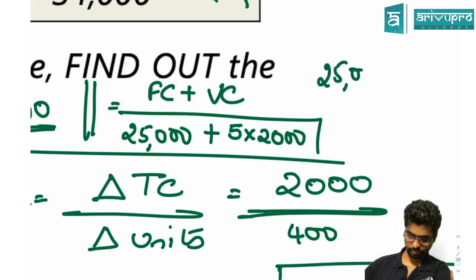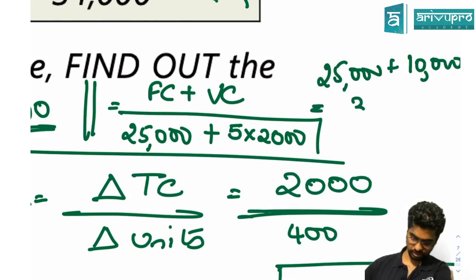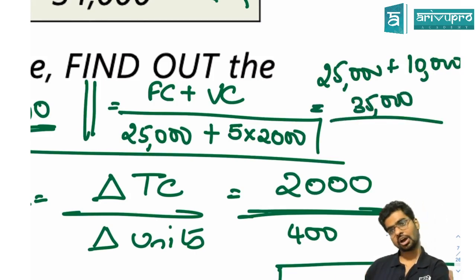25,000 plus 10,000 equal to 35,000. Understood? Everyone understood?